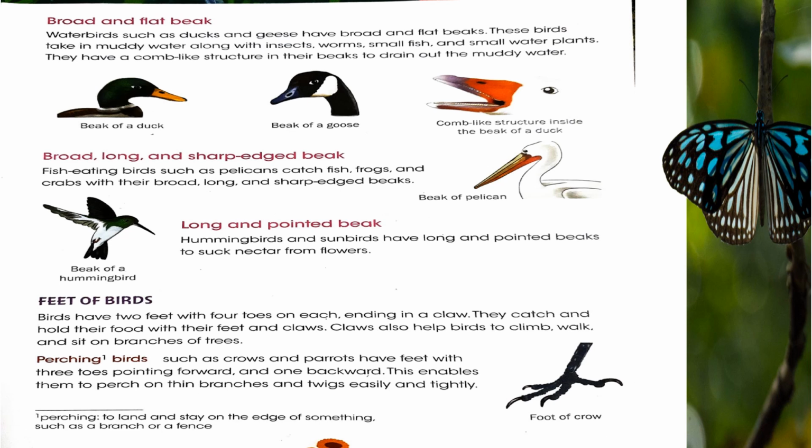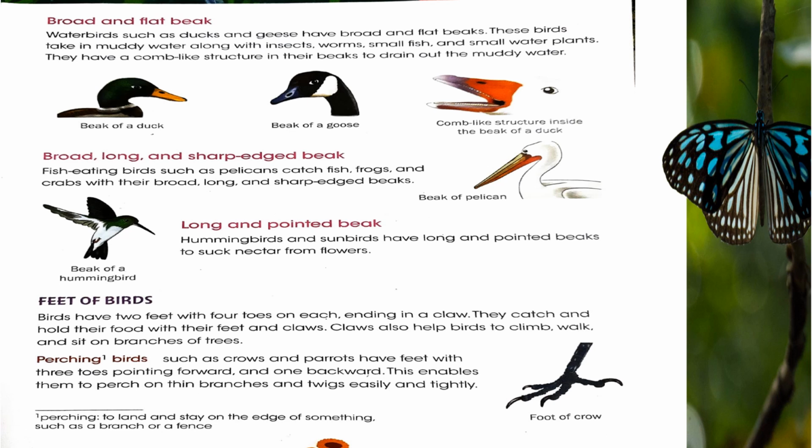Next, broad, long, and sharp-edged beak. Fish-eating birds such as pelicans catch fish, frogs, and crabs with their broad, long, and sharp-edged beaks. Next, long and pointed beak. Birds like hummingbirds and sunbirds have long and pointed beaks to suck nectar from flowers.